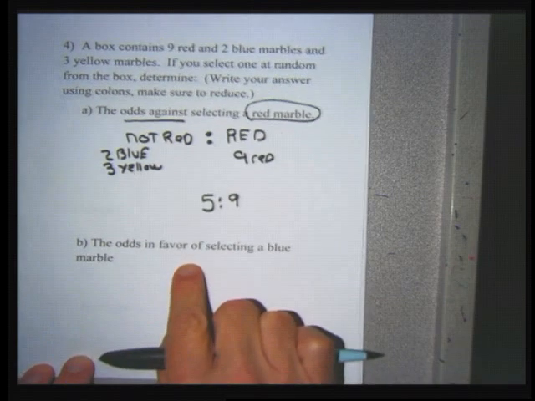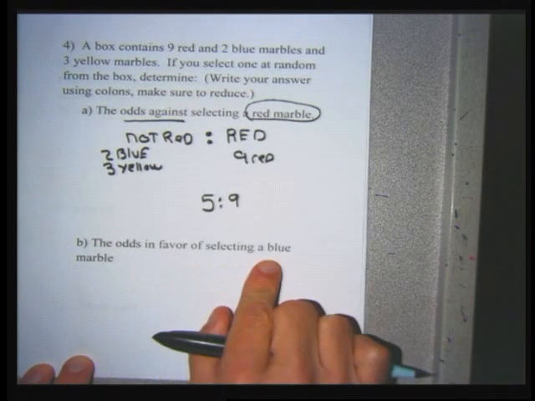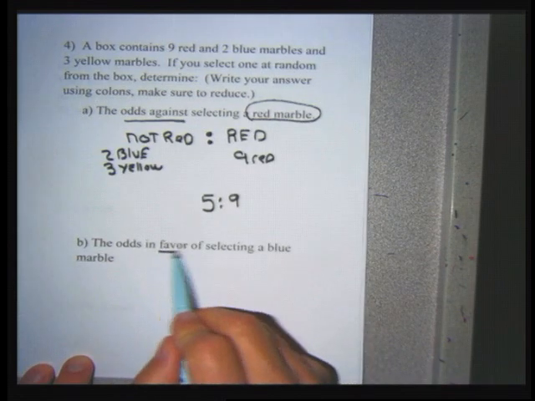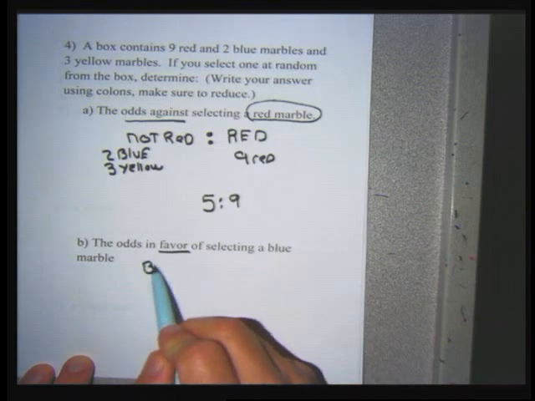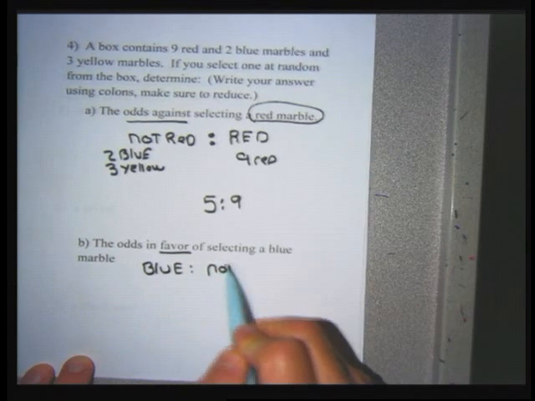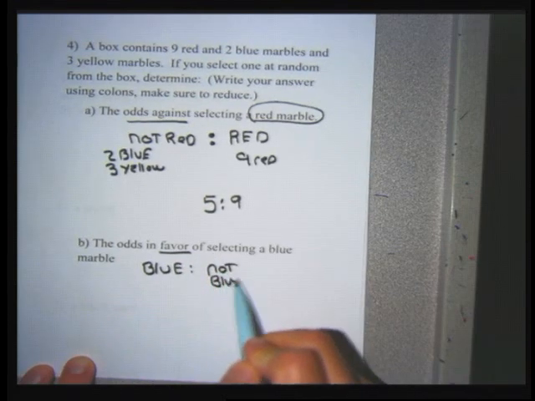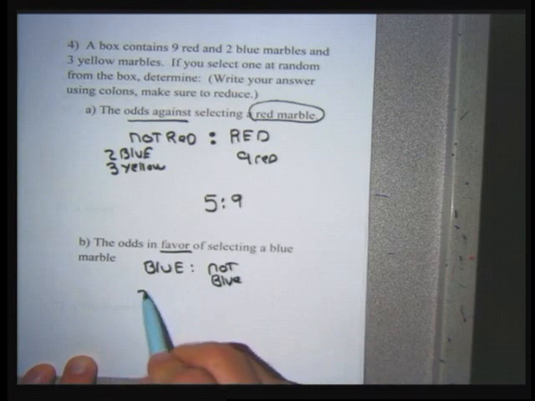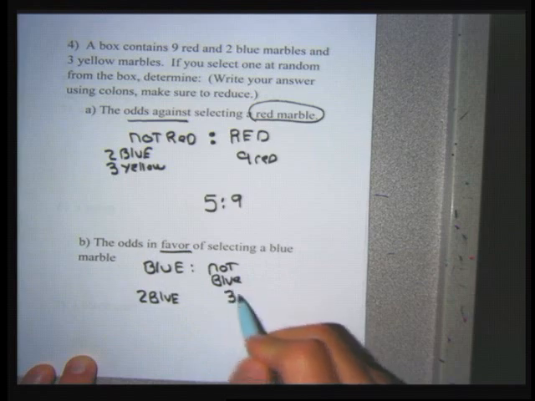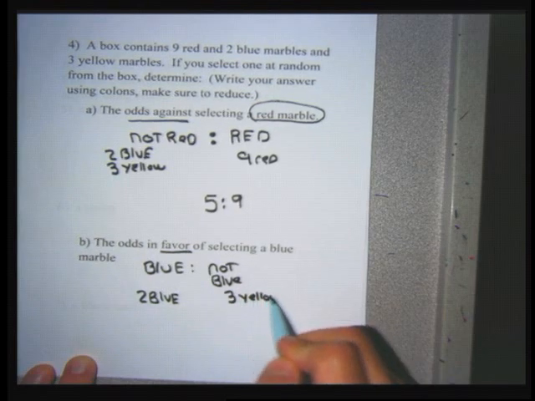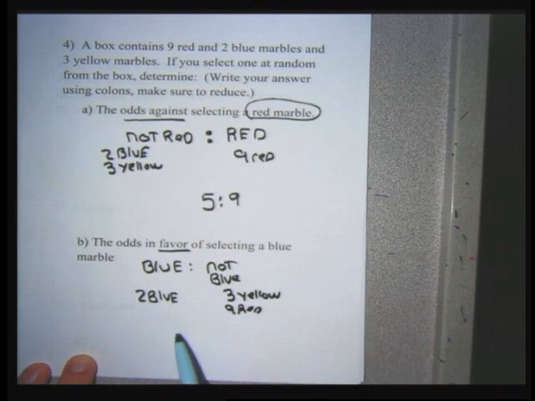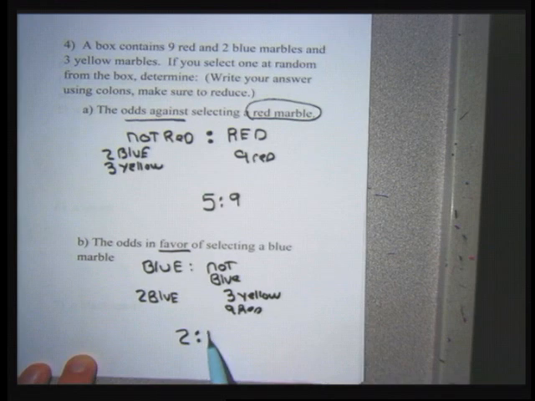For part B, we're doing odds in favor of selecting a blue marble, so I need to separate the marbles into not blues and blues, and because it's odds in favor, the nots come second. So I'm going to separate into blue and not blue. For the blue, there's just 2 blue. For the not blue, there's 3 yellow and 9 red. So the odds in favor of selecting a blue marble would be 2:12.